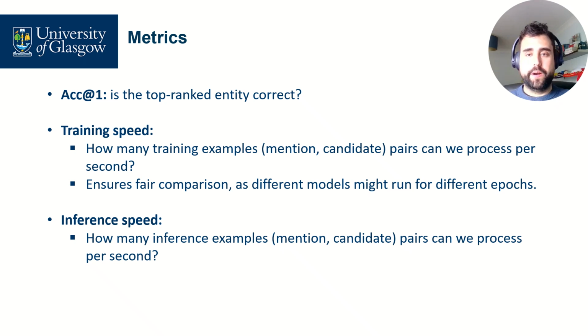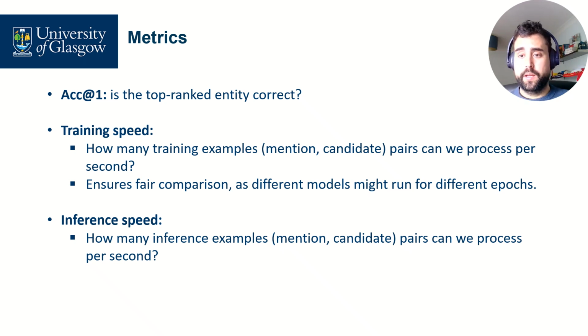As for metrics, we compare here 3 metrics: accuracy at 1, whether the top ranked entity is the correct one, which is the ultimate goal of entity linking, find the best matching entity, and 2 speed metrics, which are the training speed, how many training example pairs are processed per second, where example here means mention-candidate pair, and the inference speed, which is how many inference examples, again mention-entity pairs, are processed during inference.